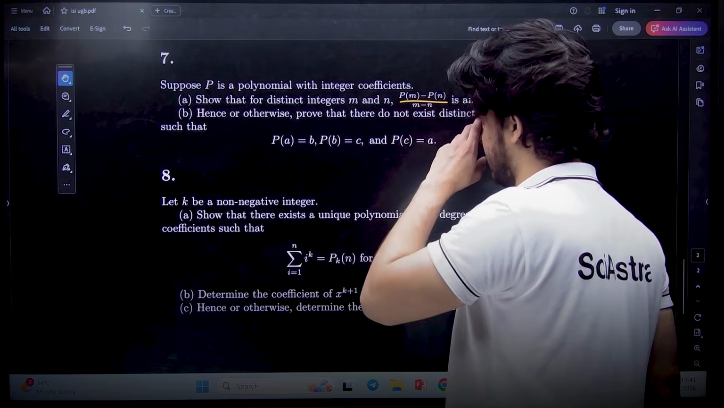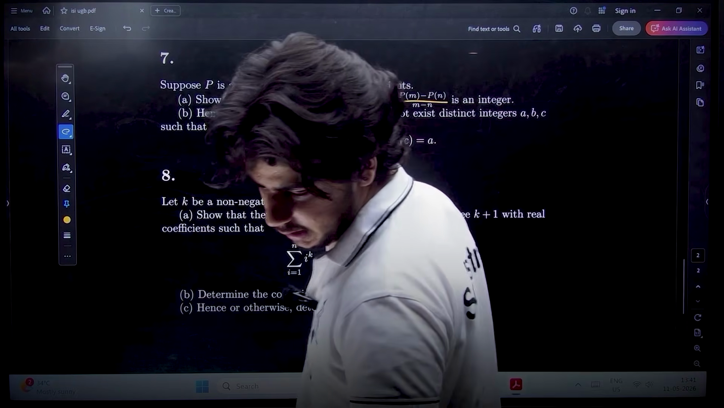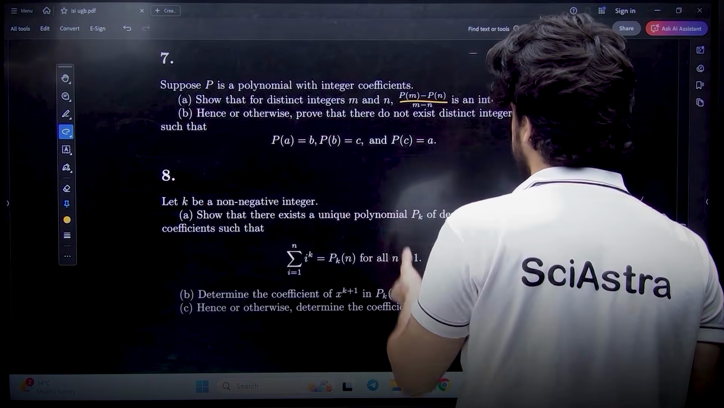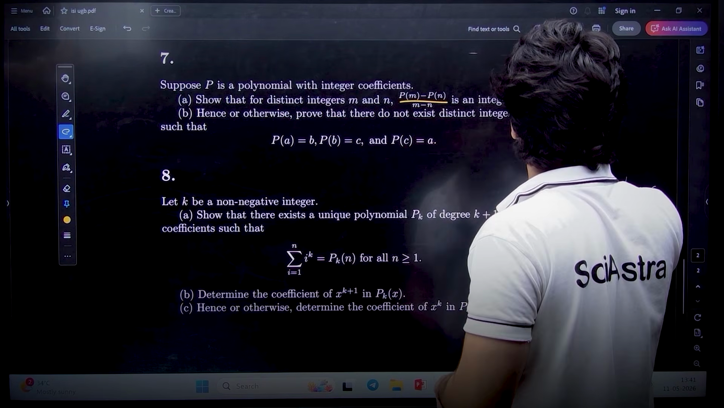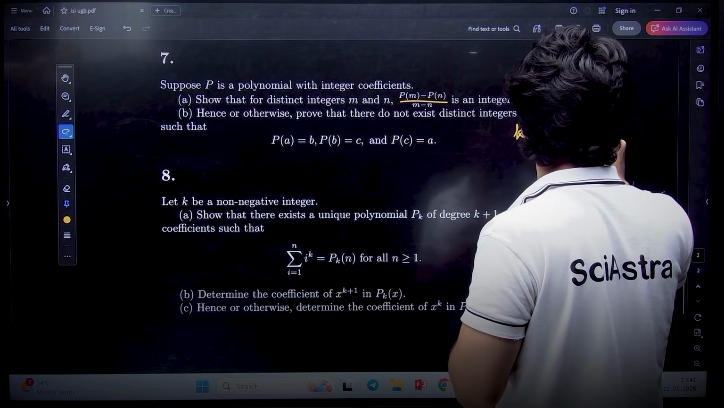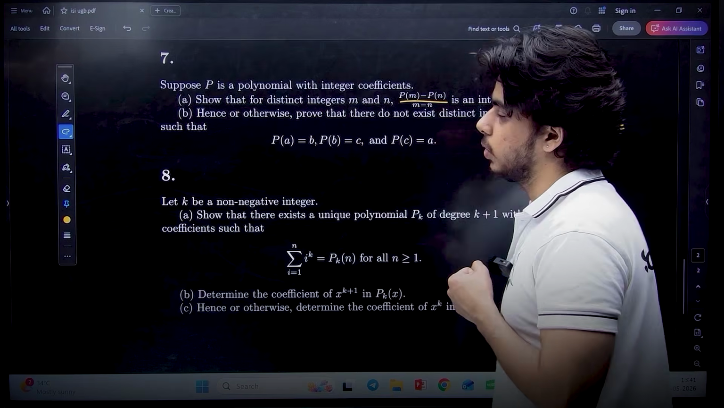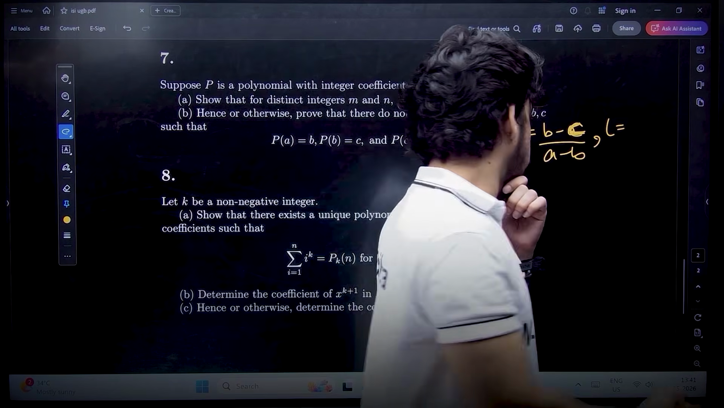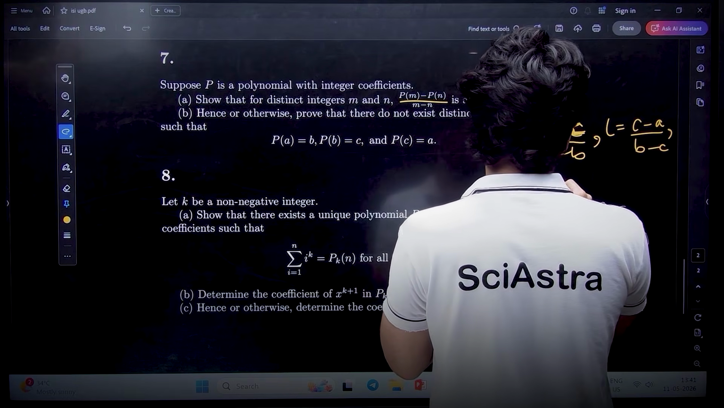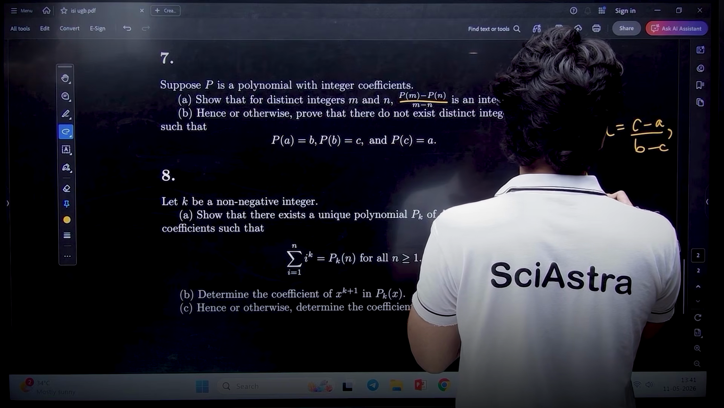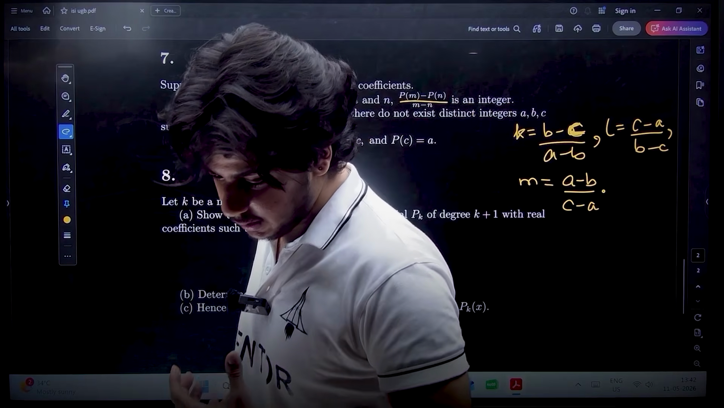Now question number 7. In this question, part A is actually very easy. Part A is absolutely nothing. Part B, you just have to use a little trick. You have to assume that these integers exist. You make these three numbers: the first is (b minus c) over (a minus b); the second number L, you can make to be (c minus a) over (b minus c); and the third number M to be (a minus b) over (c minus a). And you will use that the product of these three is equal to 1.